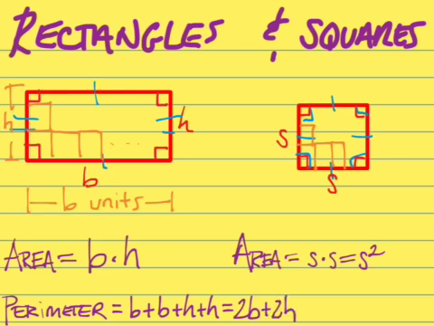Now, is perimeter measured in square units? No. It's a linear unit. So if my unit is feet, my perimeter is going to be in feet. If my unit is miles, my perimeter is miles. My area would be square miles. My area would be square feet. And then the perimeter for the square, s plus s plus s plus s, is known as 4s.